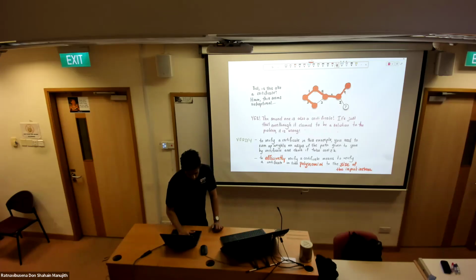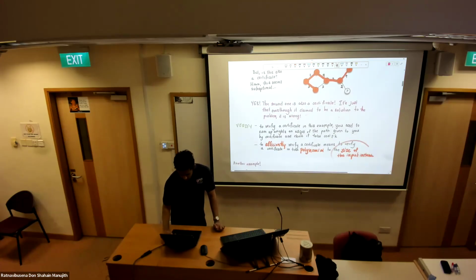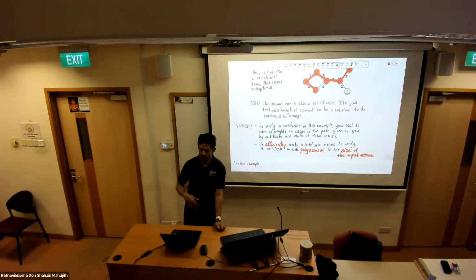Okay. Now, what does it mean to efficiently verify? One thing is to verify, the other thing is to efficiently verify. To efficiently verify a certificate means to verify the certificate in time polynomial to the length of the input encoding. Okay. So to efficiently verify a certificate means to verify it in time polynomial to the size of the input instance. I'm talking about the size of the input instance as the length of the input encoding. For example, we talked about binary encoding, right? So if you want to verify a certificate efficiently, that means you must verify in time polynomial to the length of the input encoding. That is what is meant by efficiently verifying a certificate.